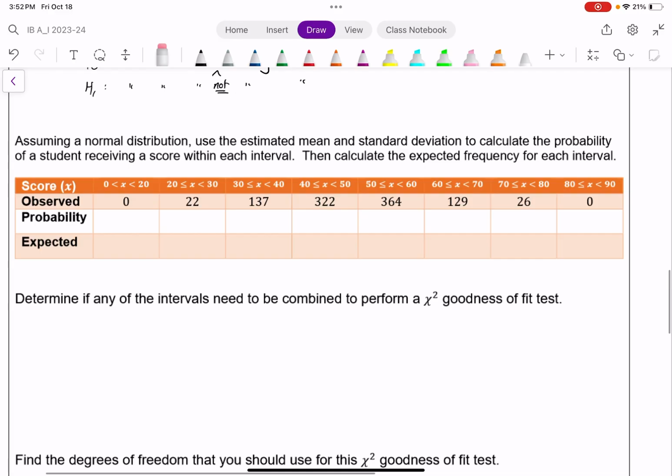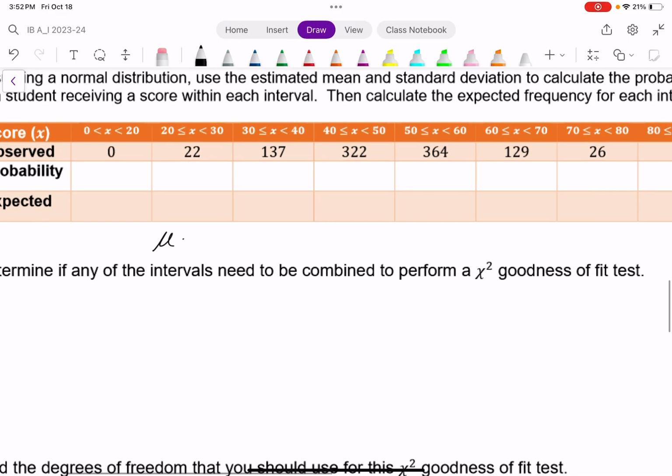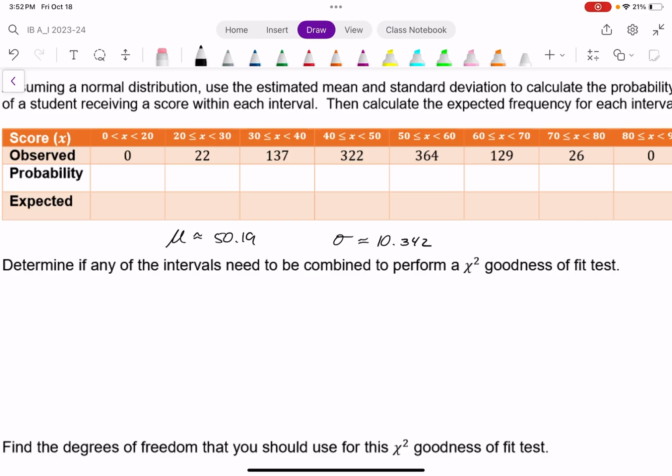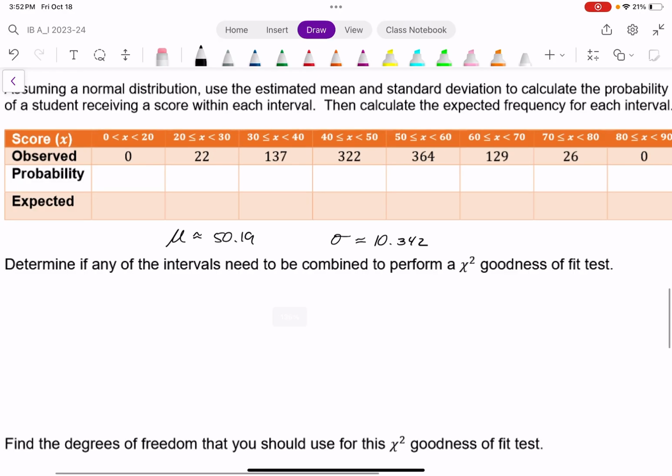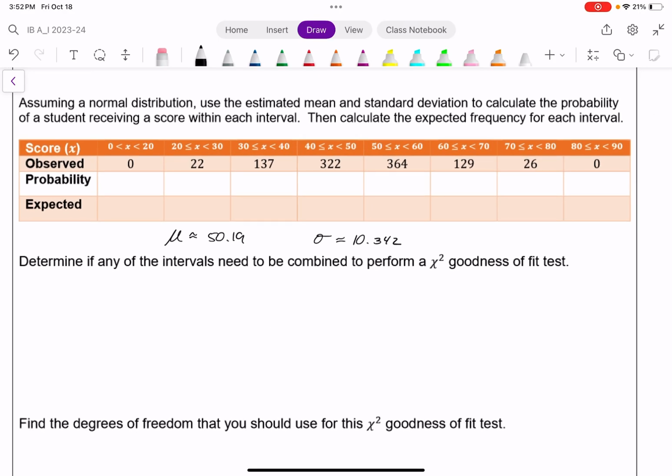For that, I'm going to use my estimated mean for the population, which was again approximately 50.19, and my estimated standard deviation for the population, which was approximately 10.342. And I would then use the cumulative probability distribution function that we've used earlier for a normal distribution, and determine what's the probability if we have a mean of 50.19 and a standard deviation of 10.342, that a result would be between 0 and 20?